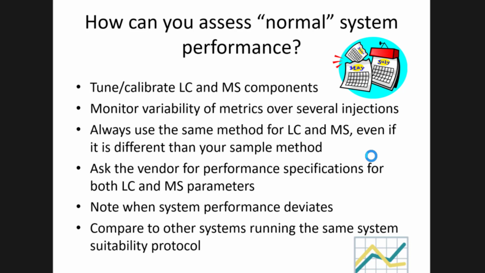Note, obviously, when the system performance deviates, and try to troubleshoot what might be causing that. Sometimes it's simple, like an old column, or your solvents are not degassed or your system's not purged, or your mass spectrometer has not been calibrated and the mass accuracy is off.